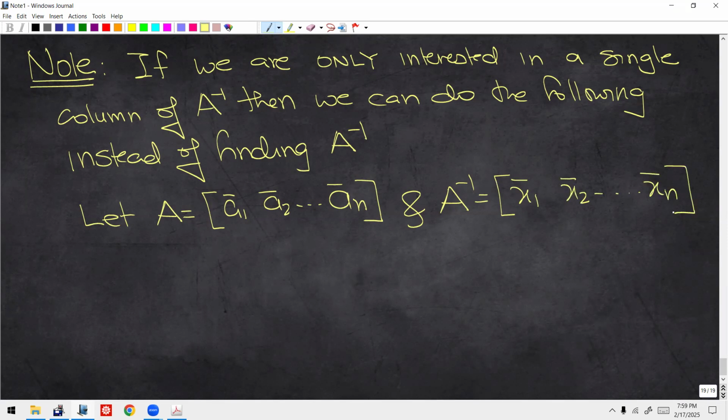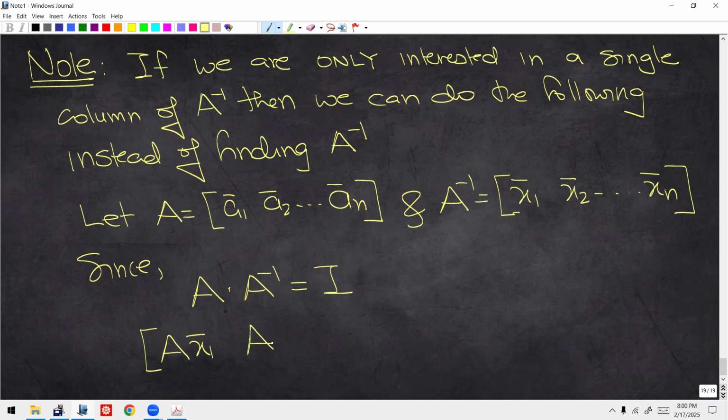Since we know A times A inverse is going to give us what? An identity, right? That's the whole idea here. So I can multiply A times A inverse. If you recall from the last section, we can do right multiplication like this: the matrix times a vector x1 will give us the first column. The matrix times a vector x2 will give us the second column. The matrix times a vector xn will give us the next.